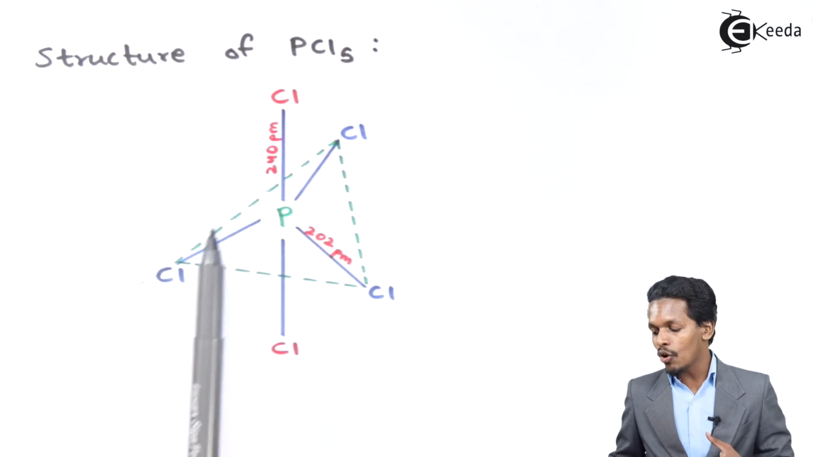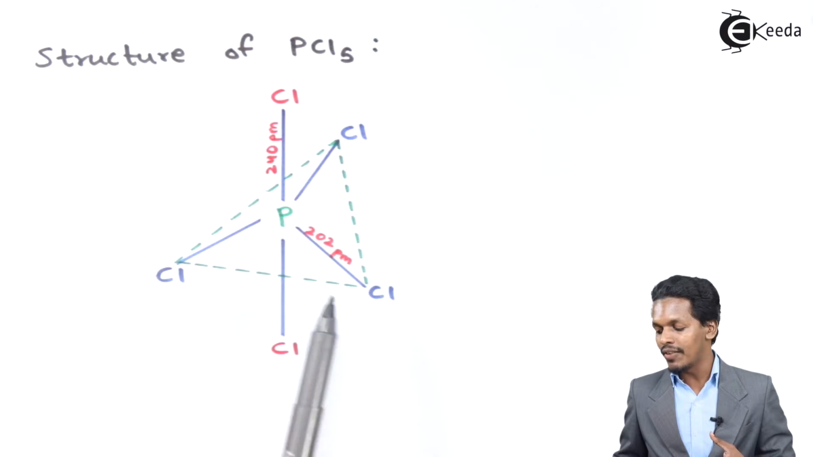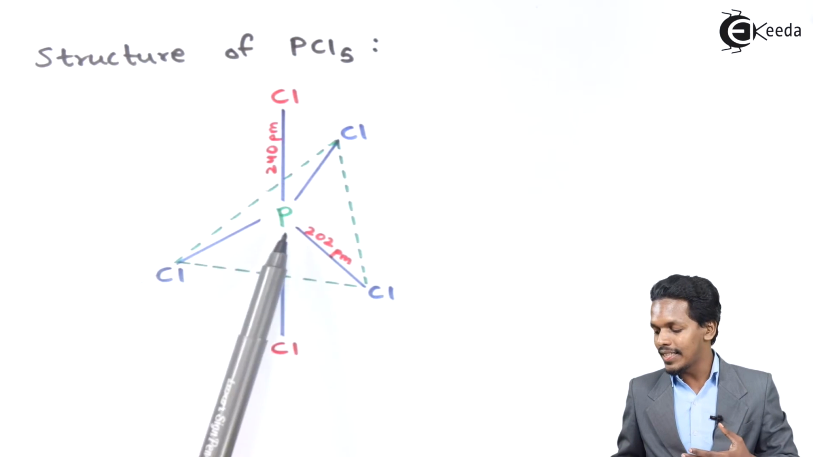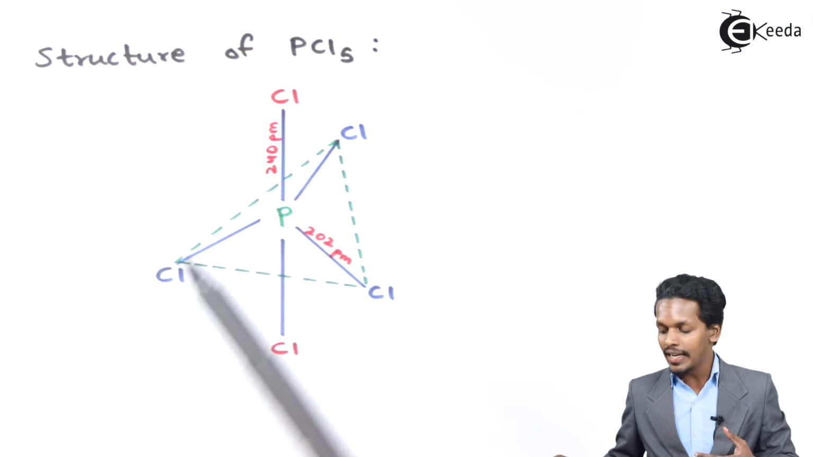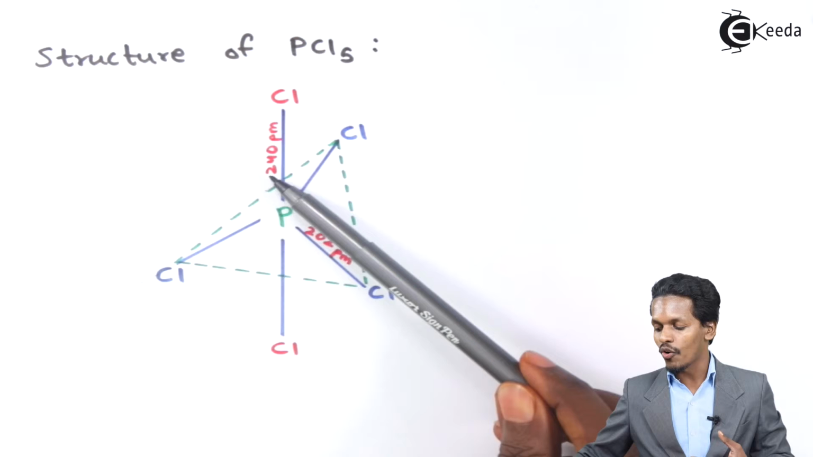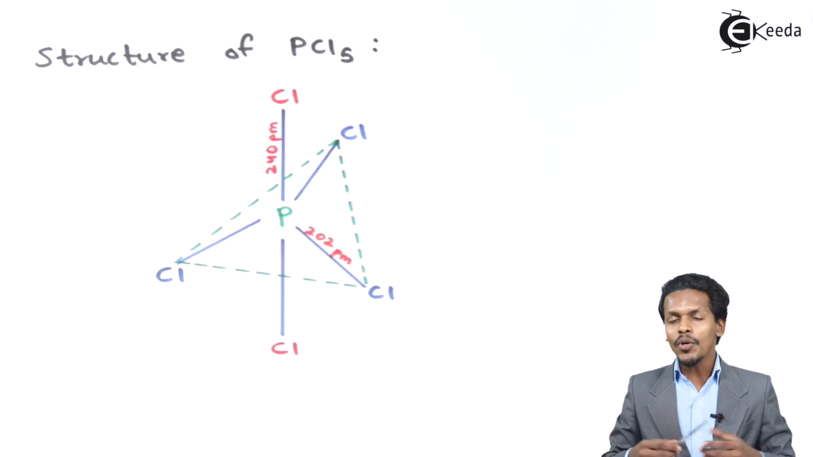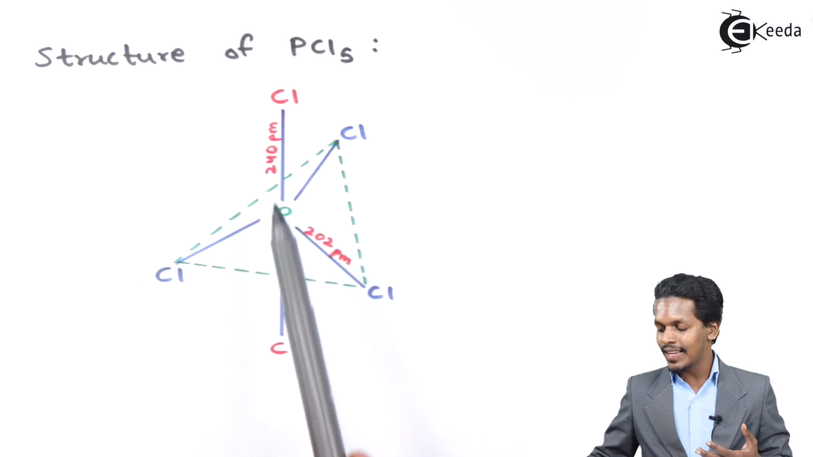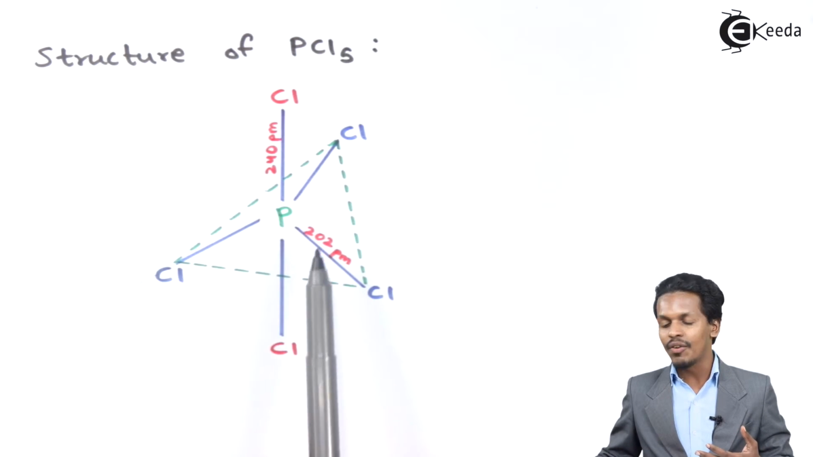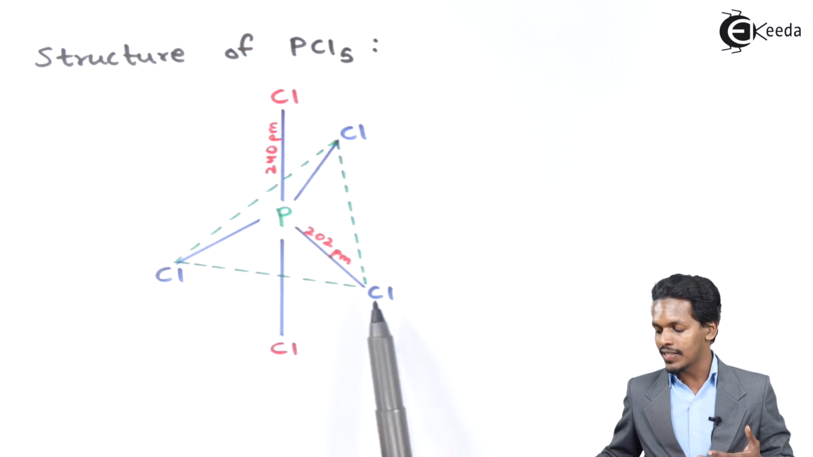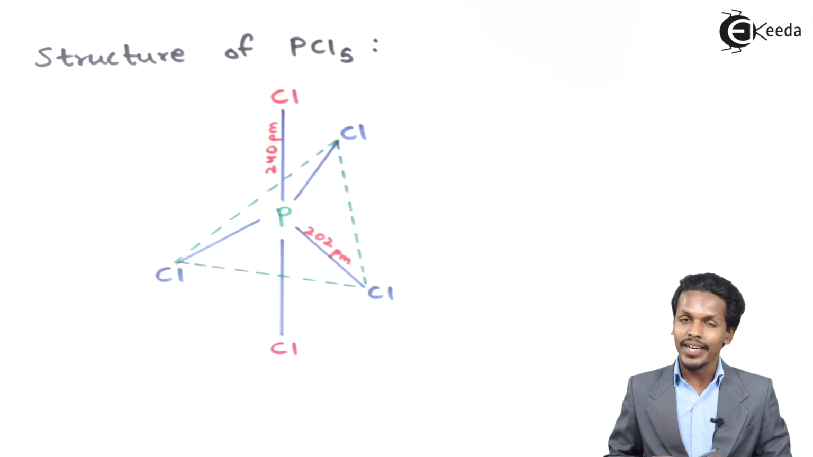below the plane. If we talk about the bond length between the phosphorus and chlorine present on the plane, the equatorial, the bond length is 202 picometer. While the axial length between the phosphorus and the chlorine is 240 picometer. Talking about the bond angles, the angle between this Cl, P and this Cl will be around 90 degrees, and the bond angle between this Cl, this phosphorus, and this Cl will be around 120 degrees.